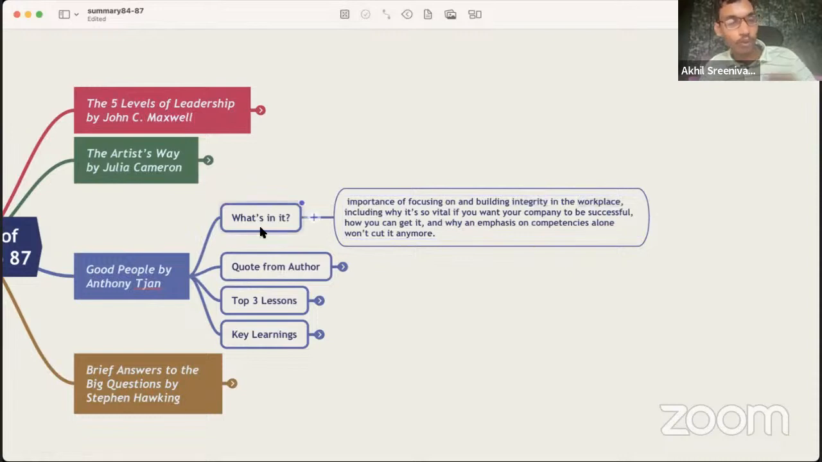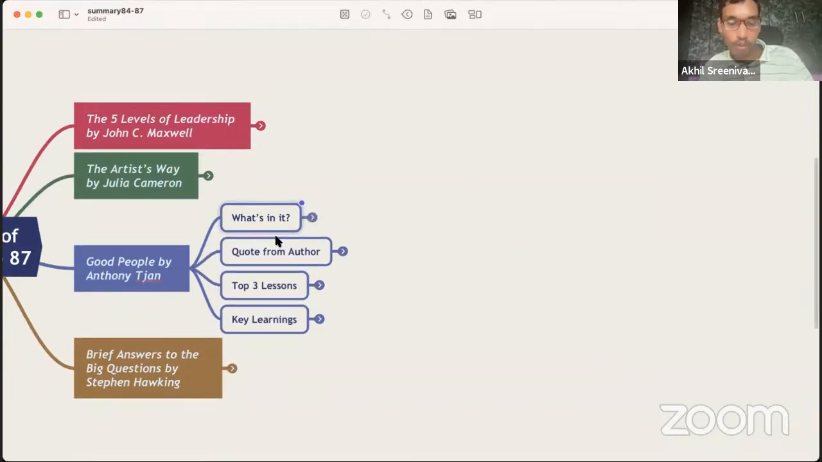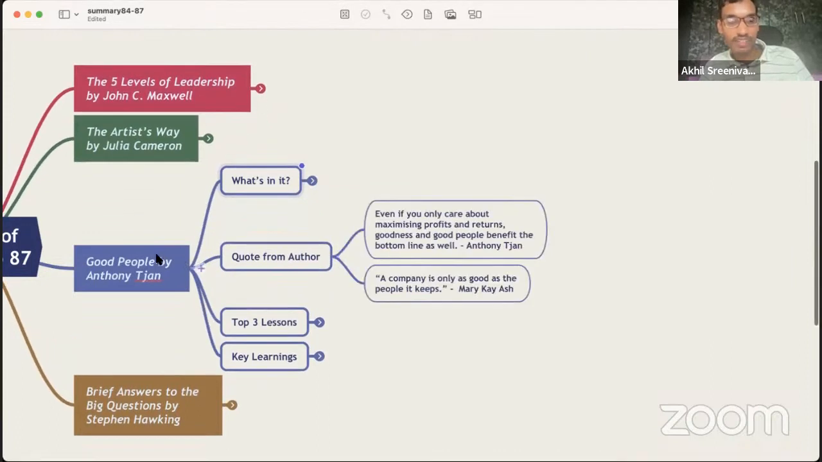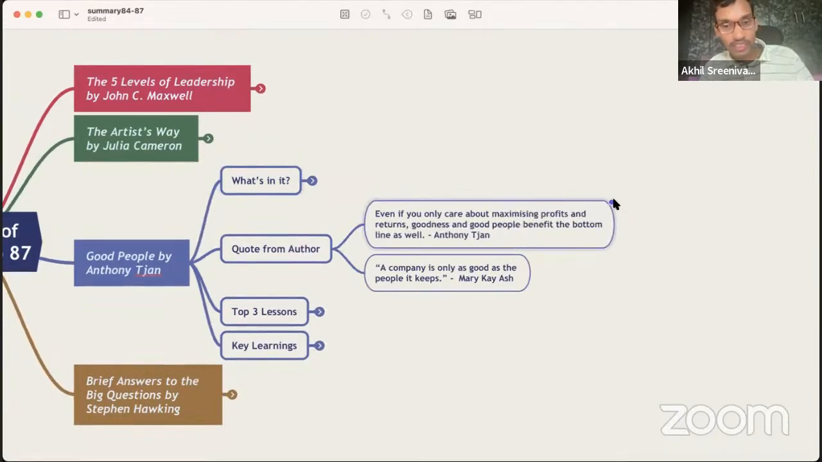Like colleagues: how to treat colleagues as good people, how you can get it, and how do you cut the toxic people from your life. Let us hear from the author, Anthony Zan. Even if you only care about maximizing profits and returns, goodness and good people benefit the bottom line as well.